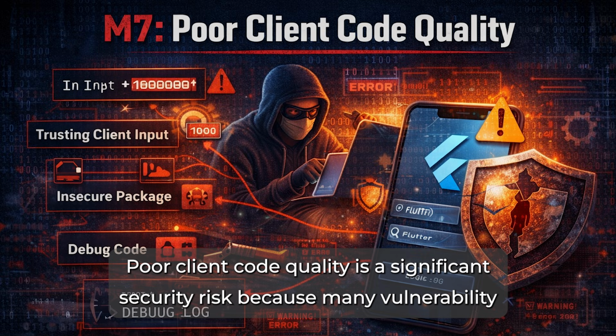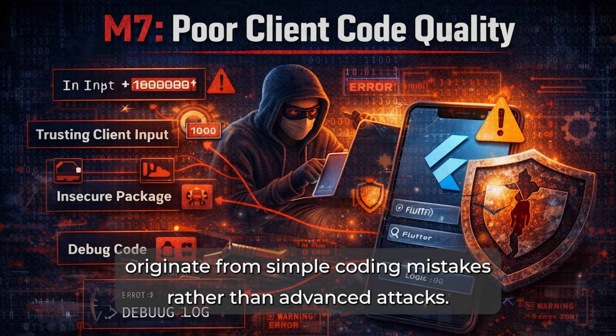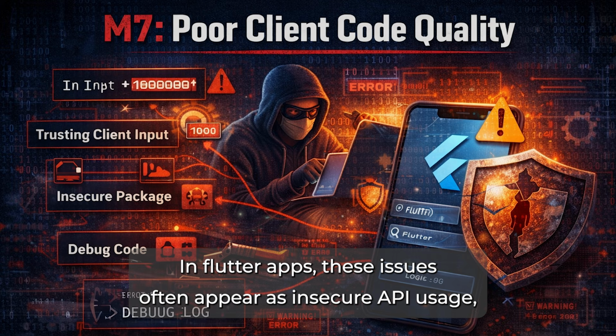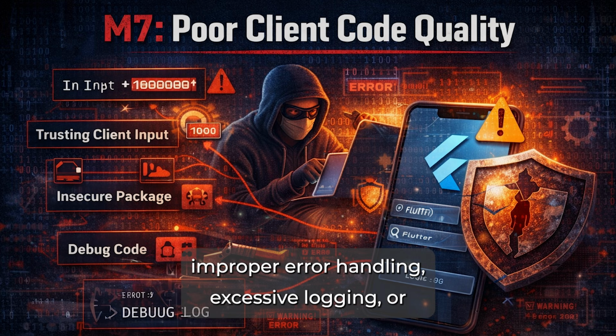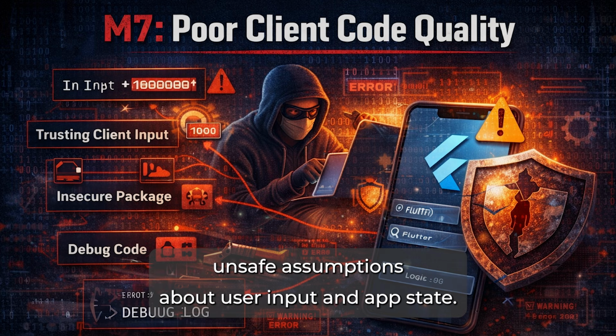M7. Poor client code quality and security bugs. Poor client code quality is a significant security risk because many vulnerabilities originate from simple coding mistakes rather than advanced attacks. In Flutter apps, these issues often appear as insecure API usage, improper error handling, excessive logging, or unsafe assumptions about user input and app state.